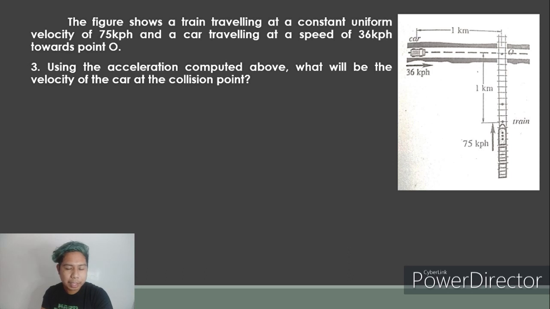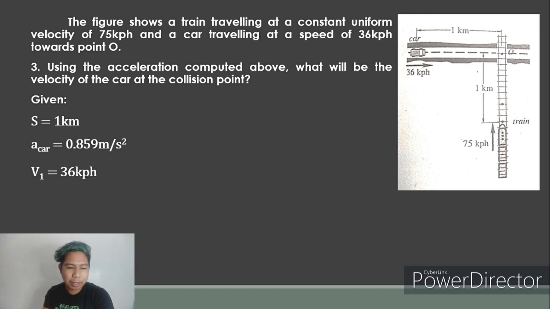Using the acceleration computed above, what will be the velocity of the car at the point of collision? So, ganun ulit. Given, we have distance ng car papunta doon sa point of collision, which is 1 kilometer. Acceleration ng car, 0.859 meters per square second. And then, the initial velocity of the car, which is 36 kilometers per hour. So, balik tayo doon sa ating key formulas.